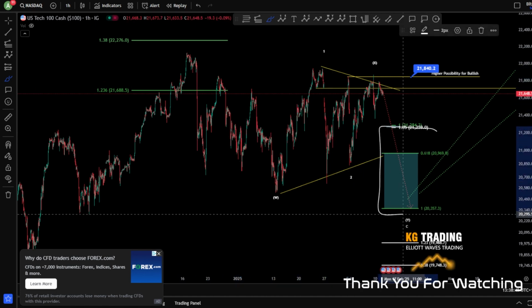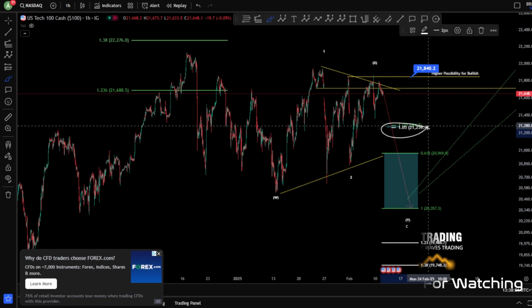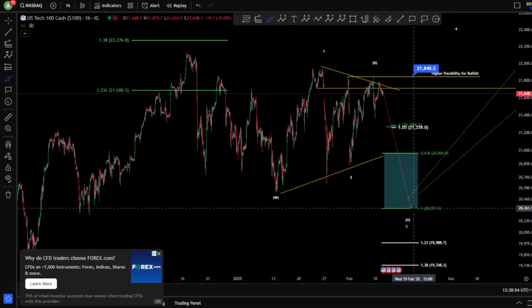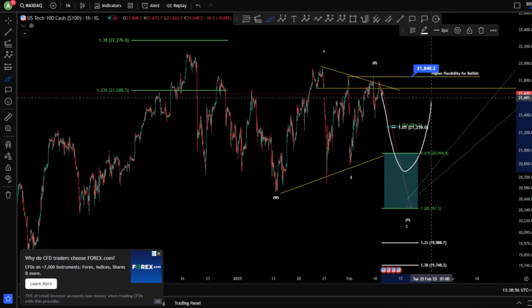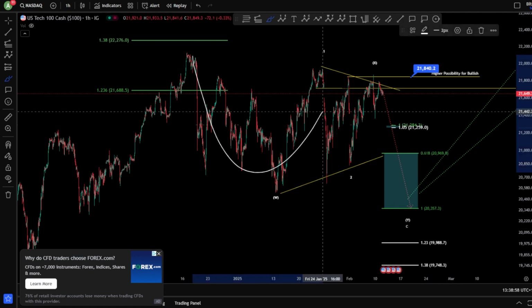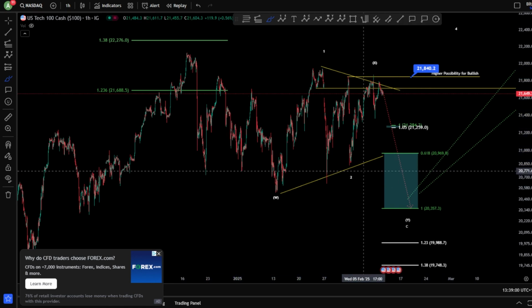But this is our target area. We have to watch those key levels exactly to know where NASDAQ starts to move toward the upside after this very sideways correction.